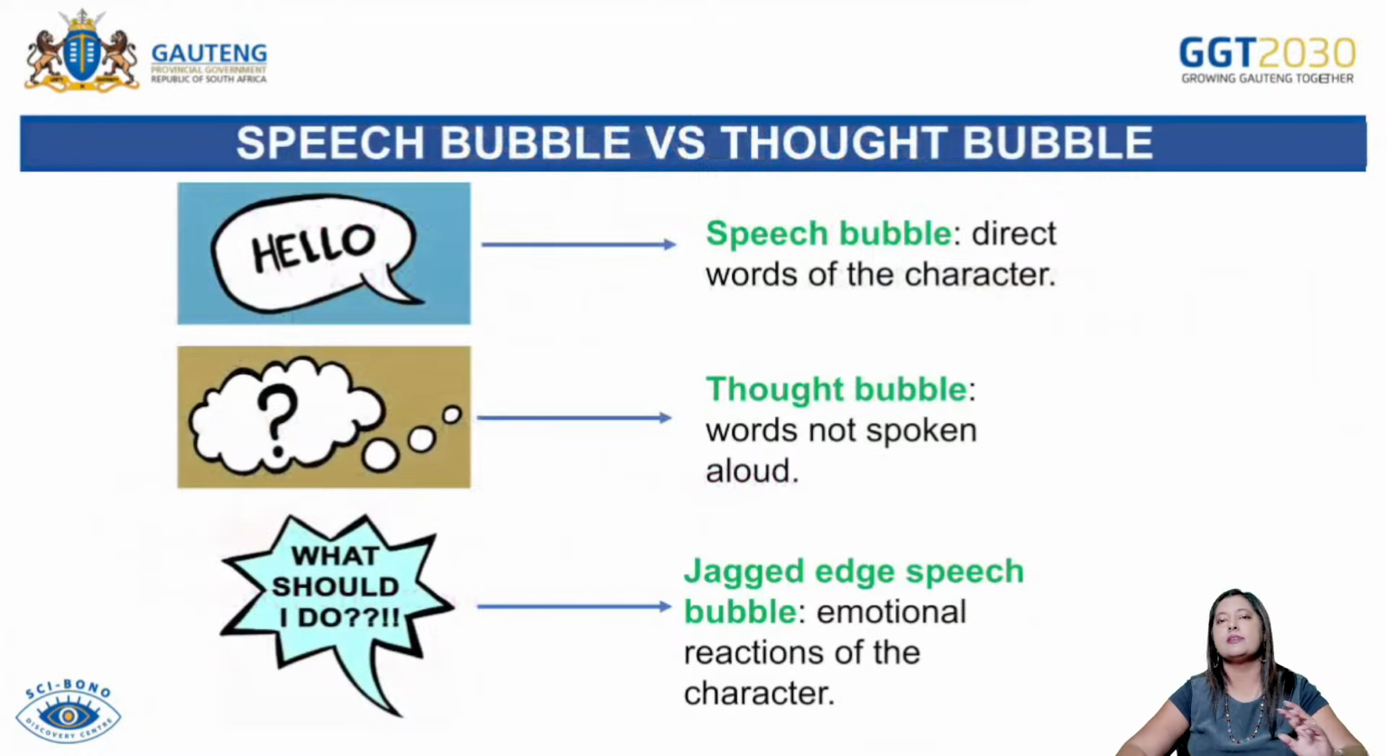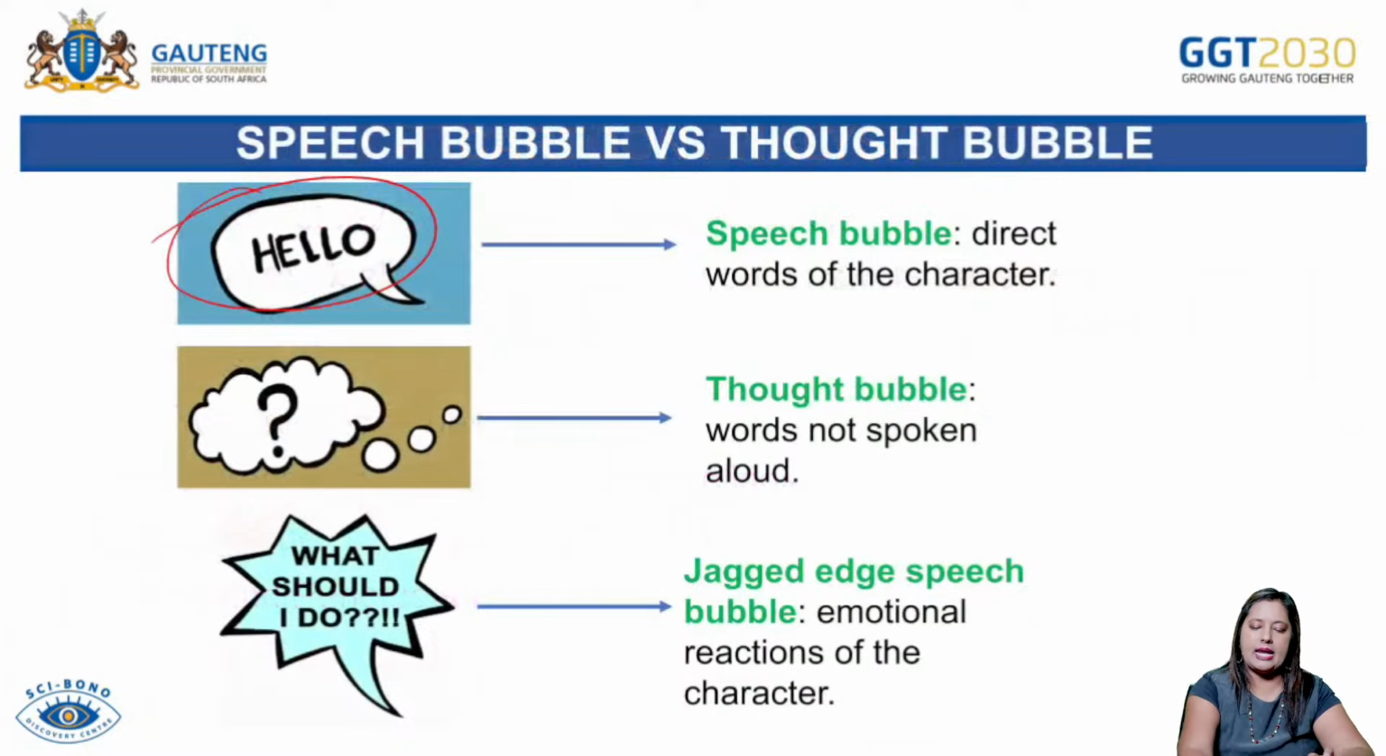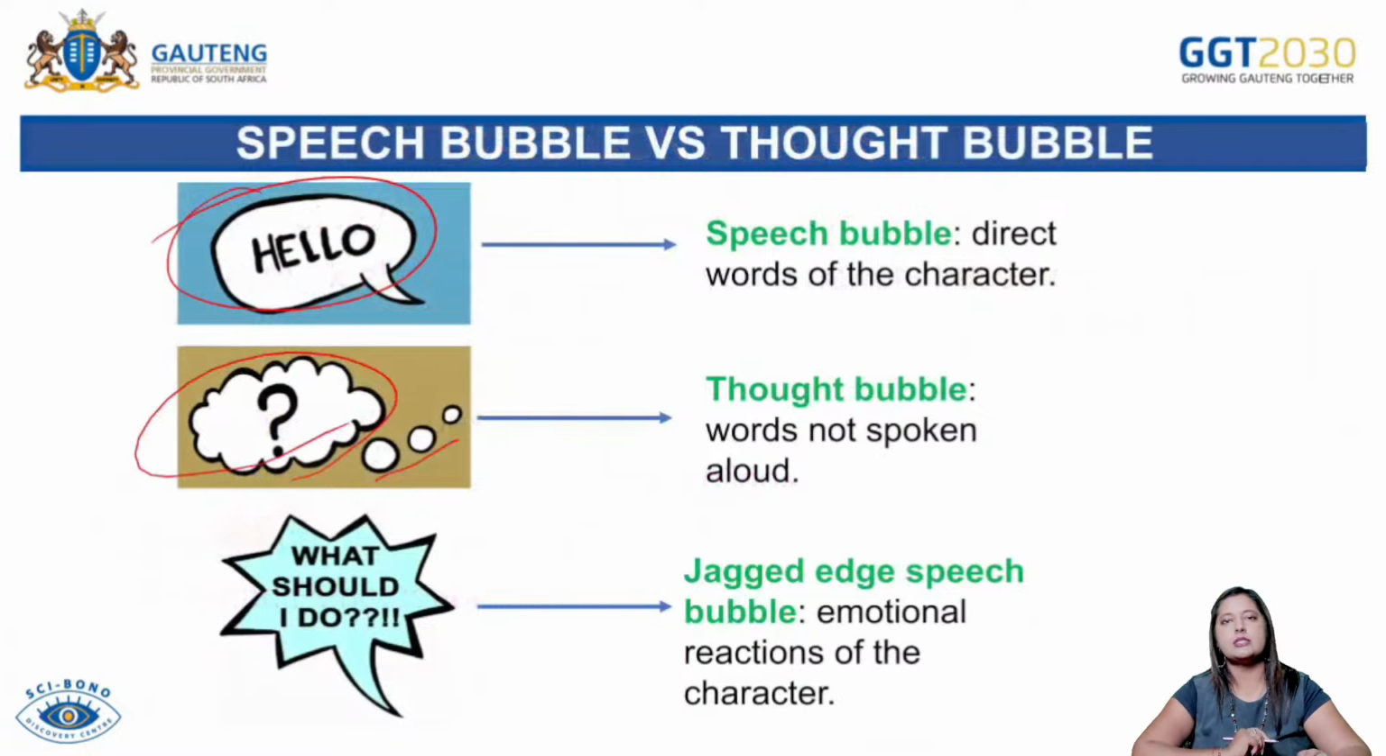Speech bubble versus the various other bubbles. We've done this before, but just a recap: the speech bubble is a full lined bubble, all right, and it's the direct words of the character. Then you've got that cloud-like structure here with the three dots, the ellipsis sometimes, which is the thought bubble. And that's the unspoken words. In other words, the ideas that the character has in his thinking, right?